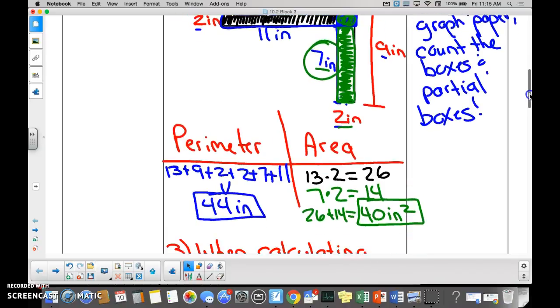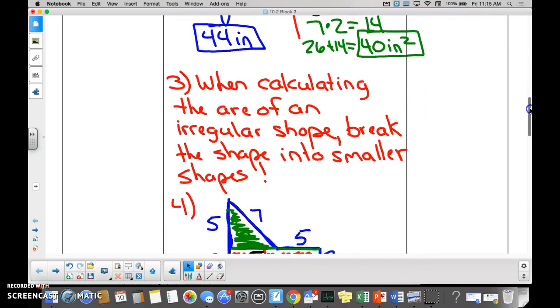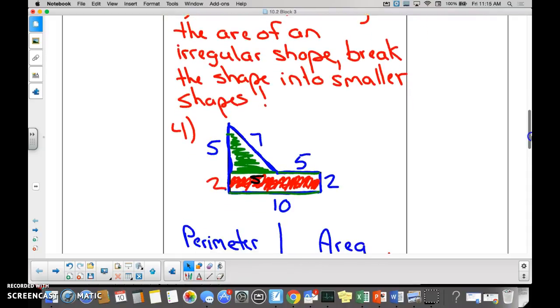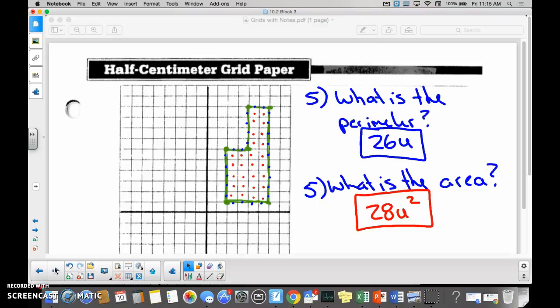So same idea, we're going to skip on to number 3, which was your idea when calculating the area of an irregular shape, break the shape into smaller shapes. Number 4, same idea again. Going to your graph paper.